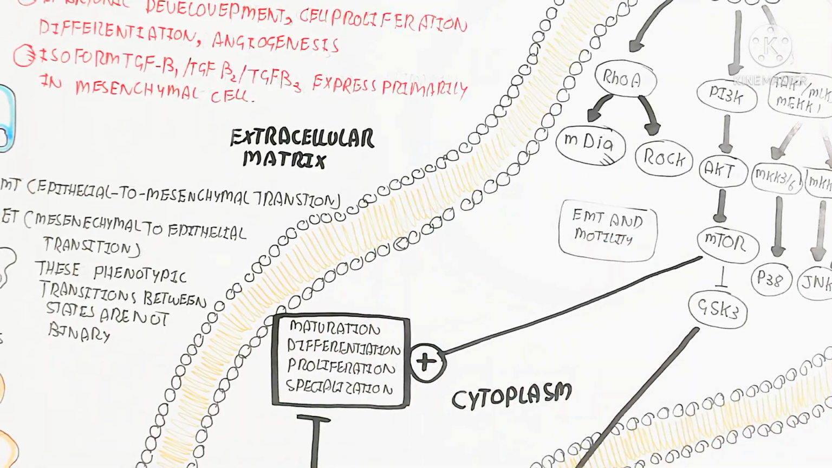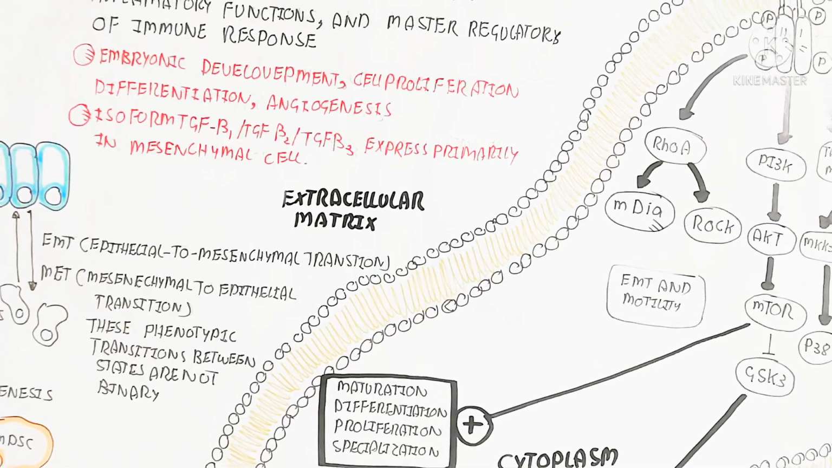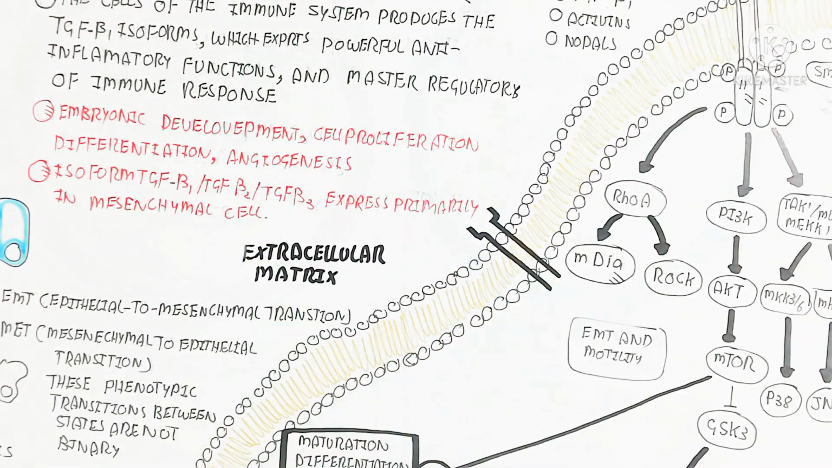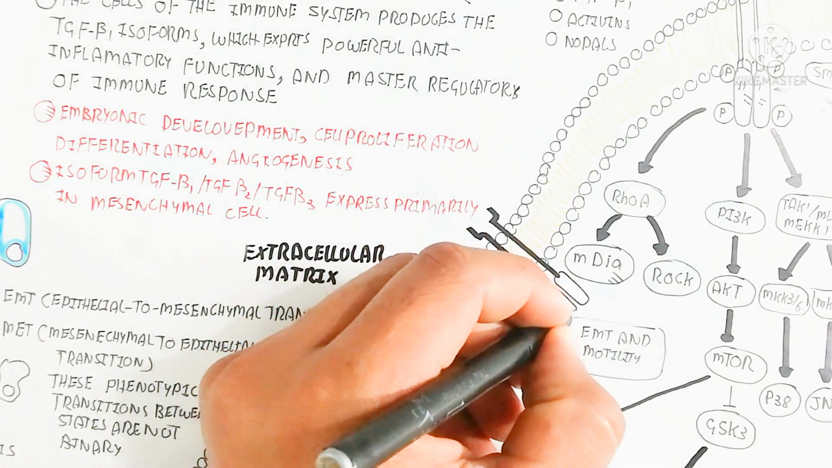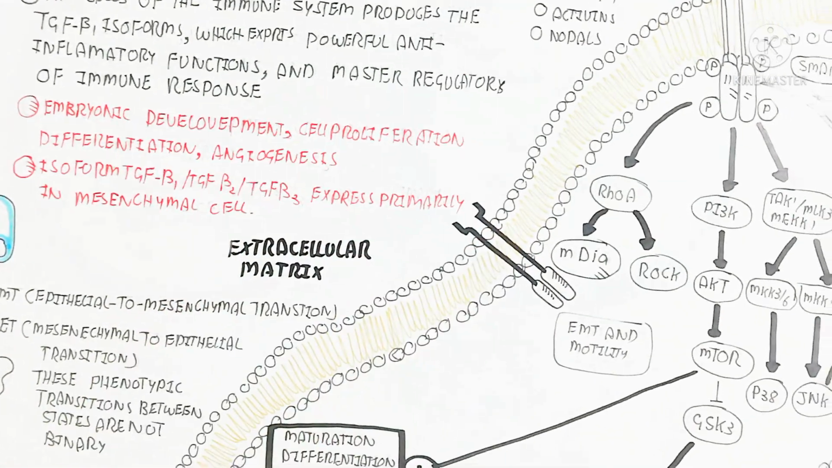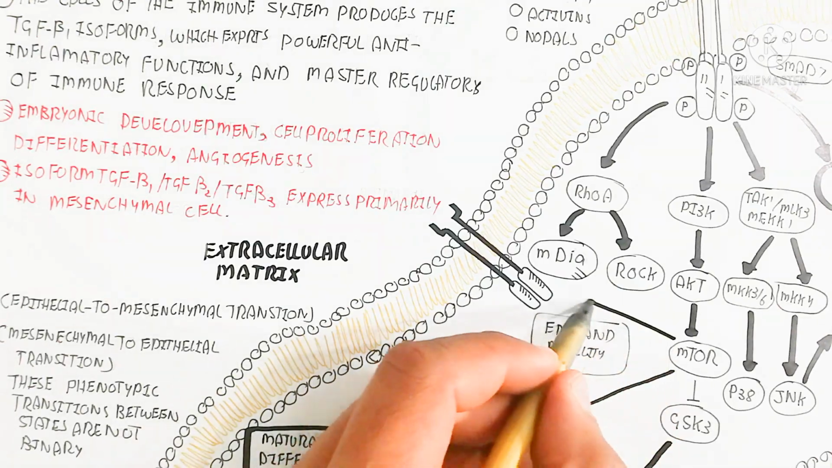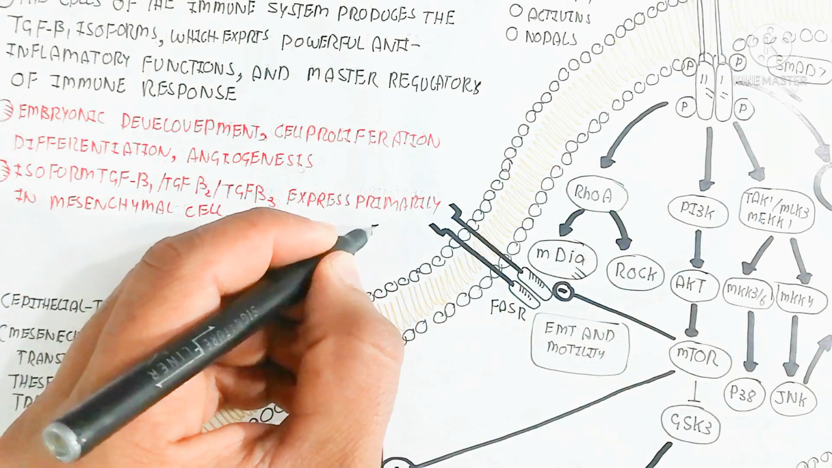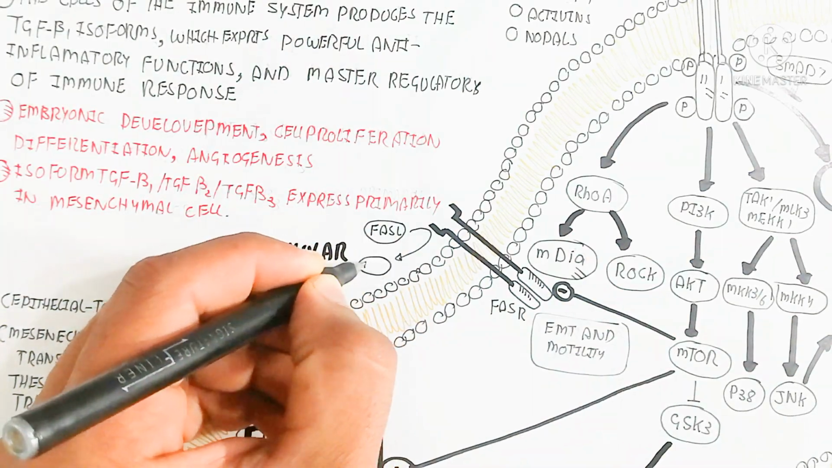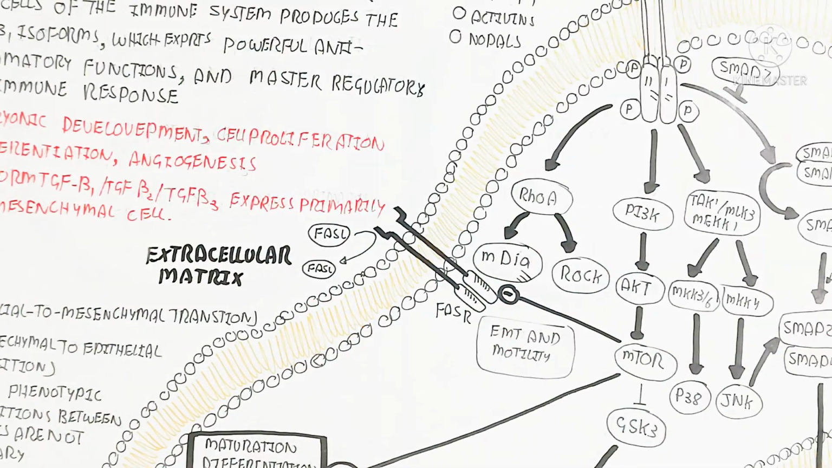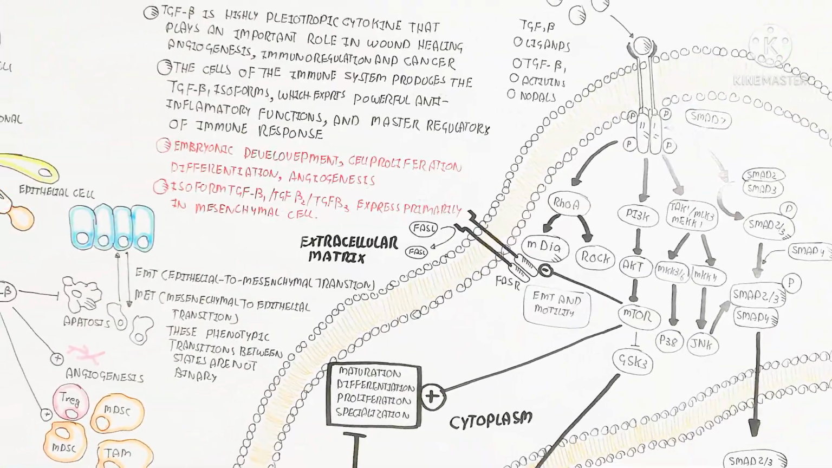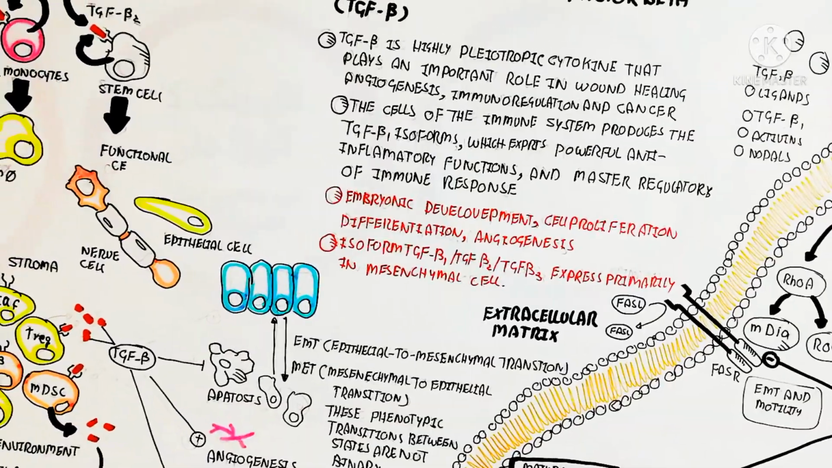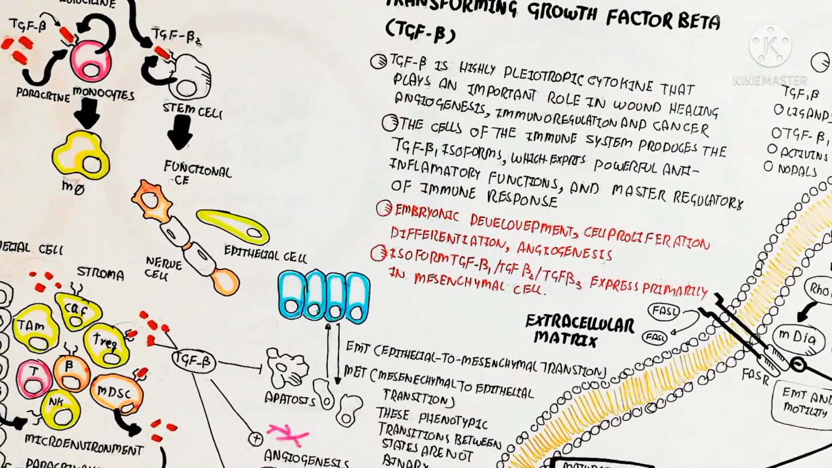So here is the Rho A, which will activate the mDia and the ROCK protein. So this is used for the epithelial to mesenchymal transition, as well as others. On the other hand, here is the Fas receptor, which is used for the apoptosis pathway. So it will be inhibited due to the inhibition through the mTOR pathway. That is the mammalian target of rapamycin. It will inhibit that Fas ligand binding with the Fas receptor.